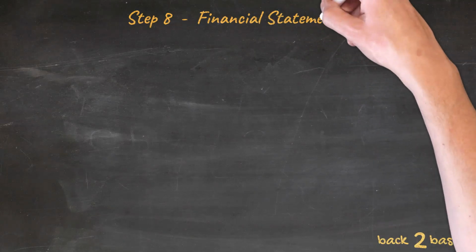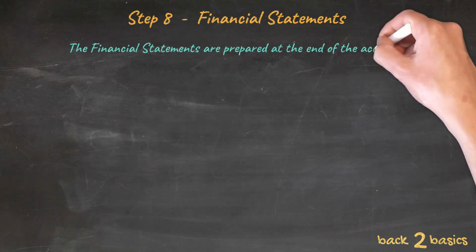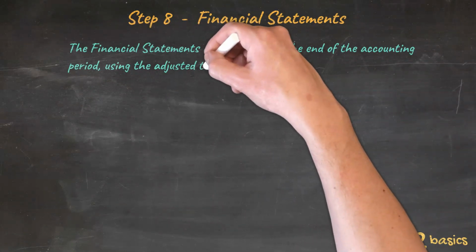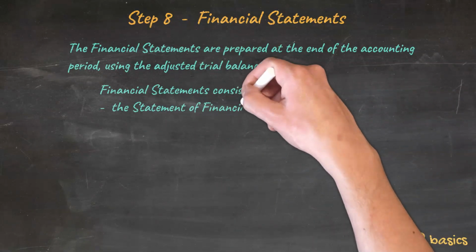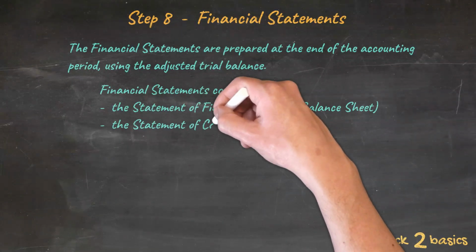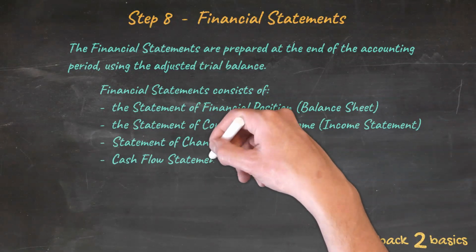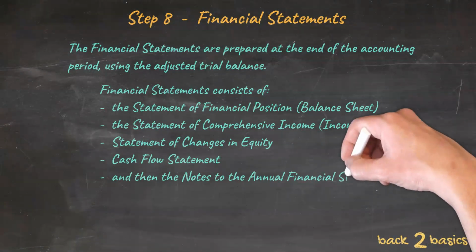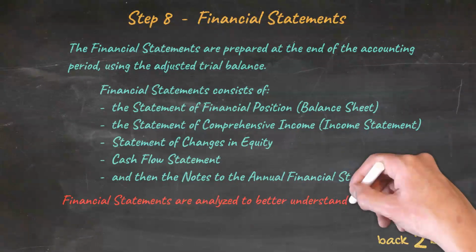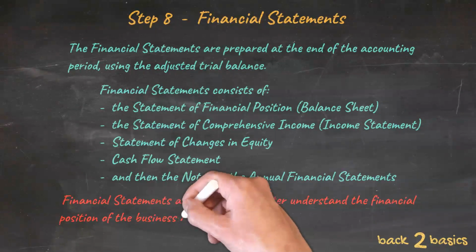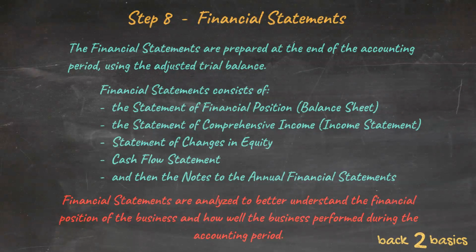Step 8. Financial statements. Financial statements are prepared at the end of the accounting period using the adjusted trial balance. Financial statements consist of the statement of financial position, the statement of comprehensive income, the statement of changes in equity, the cash flow statement, and the notes to the annual financial statements. Financial statements are analyzed to better understand the financial position of the business and how well the business performed during the accounting period.